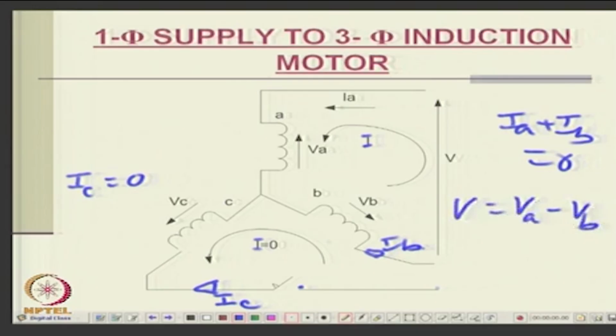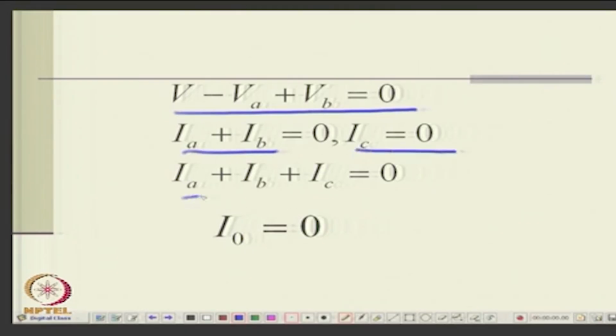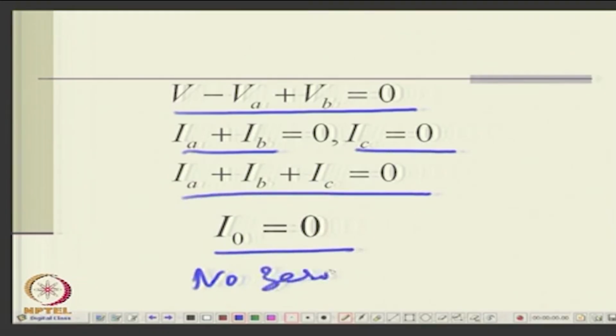These are the terminal relations. The applied voltage is the difference between these two. Suppose we take this case, so V minus VA plus VB is 0, one relation. IA plus IB is 0, IC is 0, therefore IA plus IB plus IC is 0, I naught is 0, that means no 0 sequence. I naught is 0 and V naught is I naught Z naught, so V naught is 0, no 0 sequence. So, you are only concerned with V1 and V2. In this case there is only V1 and V2.